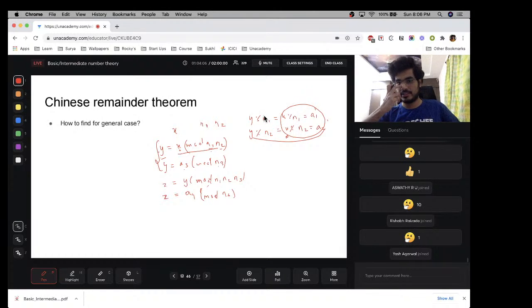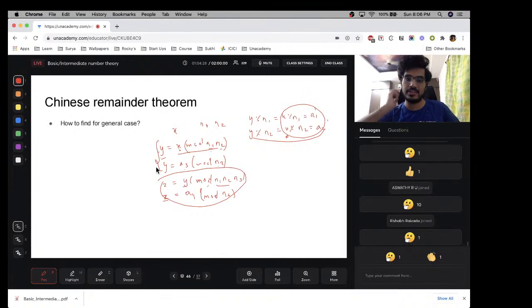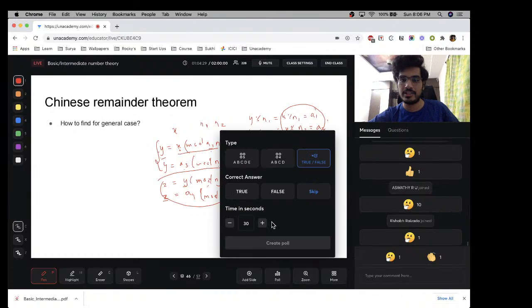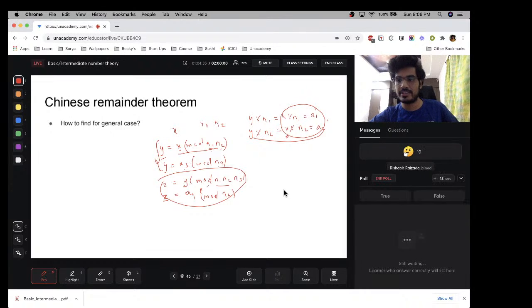That way we recursively find for a4. We already know that n1, n2, n3, we already know the solution as y. For n1, n2, n3, n4, we find z using the previous slide. Is this clear for everyone? Select true if it is clear, or else I'll repeat that.